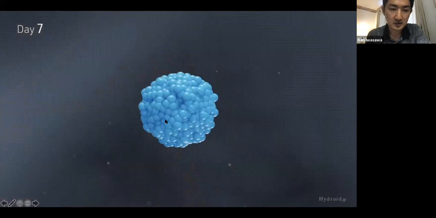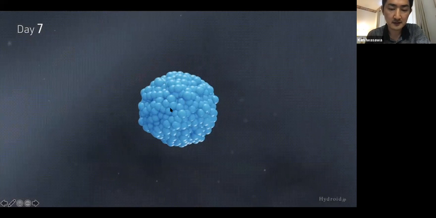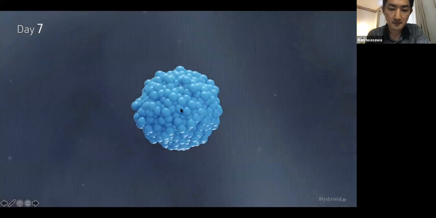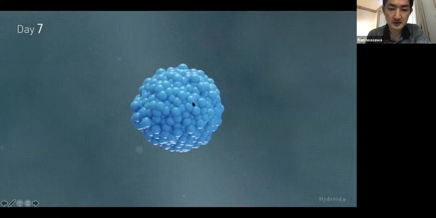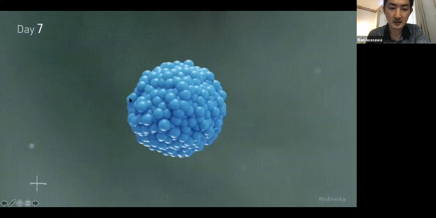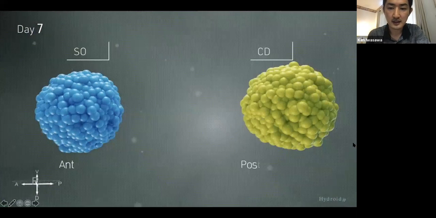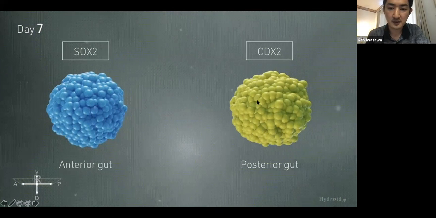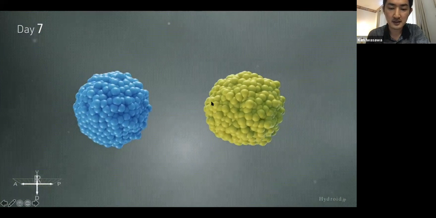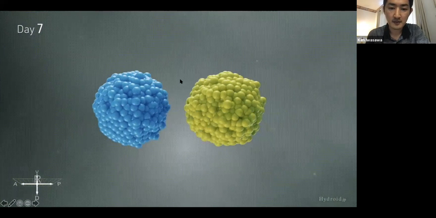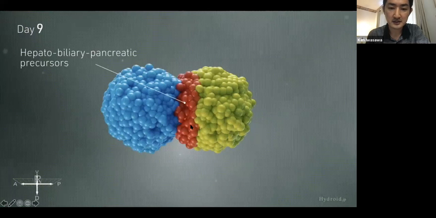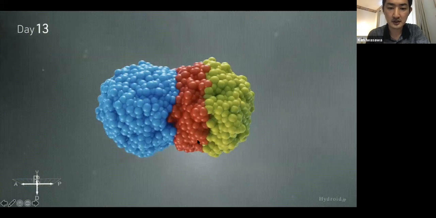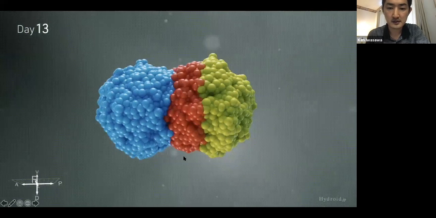So as I talked to you briefly, day 7, SOX2 spheroids. These are anterior SOX2 and the posterior CDX2. When we make these spheroids and combine them together, the boundary hepatobiliary pancreatic precursors arise spontaneously without any developmental cues that we add into the media.